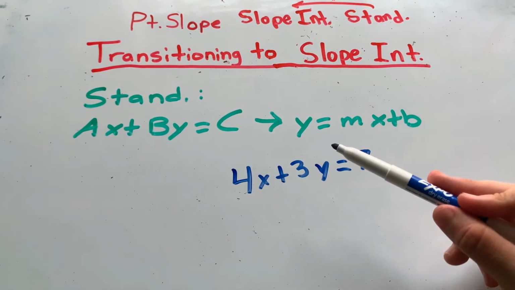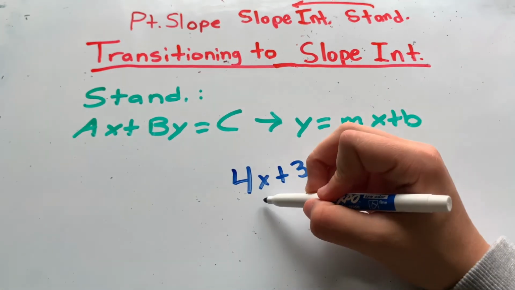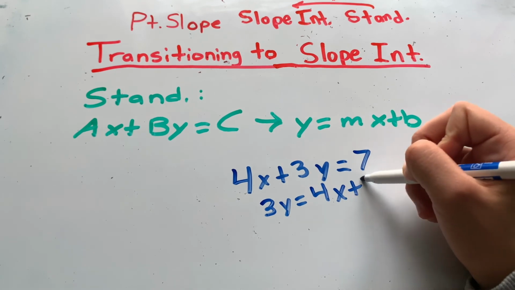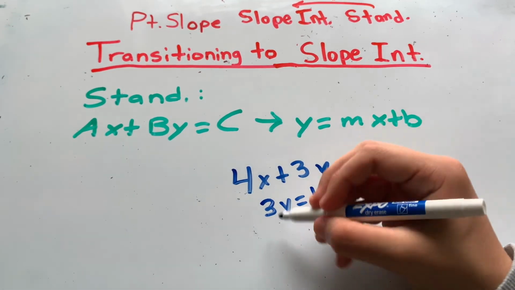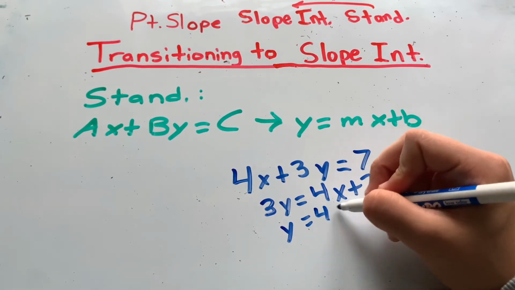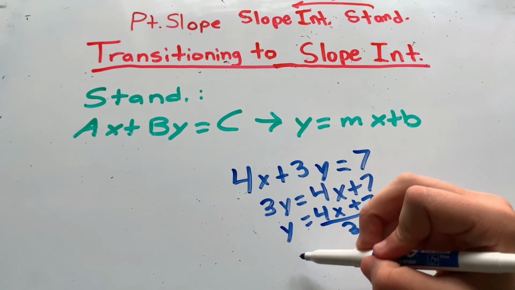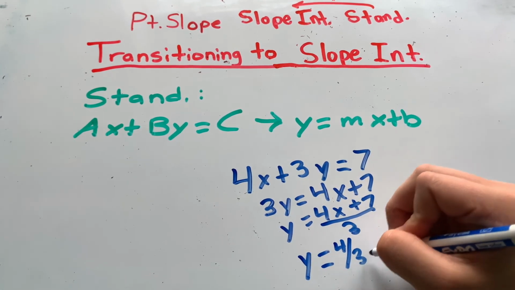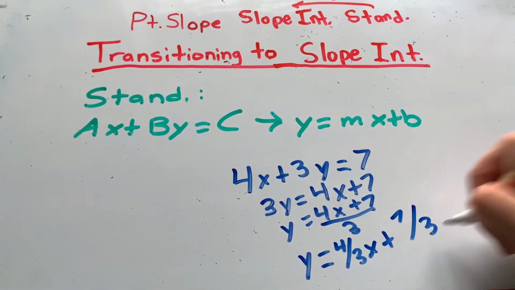First we're going to subtract the 4x over to get the y isolated so far. So 3y equals -4x plus 7. And then we want the y to be by itself, so we're going to divide by 3. So y equals -4x plus 7 over 3. And we can simplify that. Y equals -4/3 x plus 7/3.